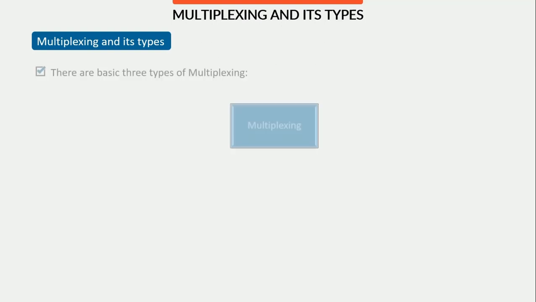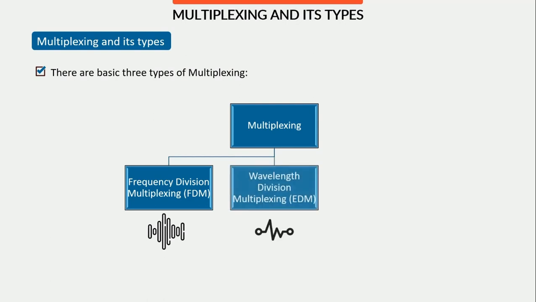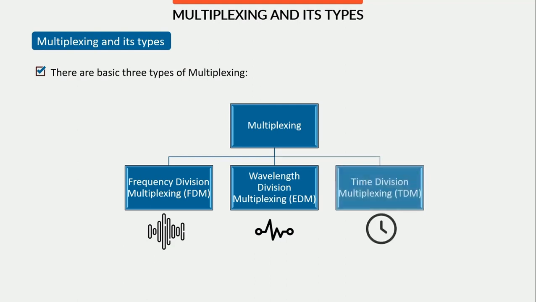There are basic three types of multiplexing. Frequency division multiplexing, where the frequencies are divided. Wavelength division multiplexing, where the wavelength is divided. And time division multiplexing, where the time is divided.